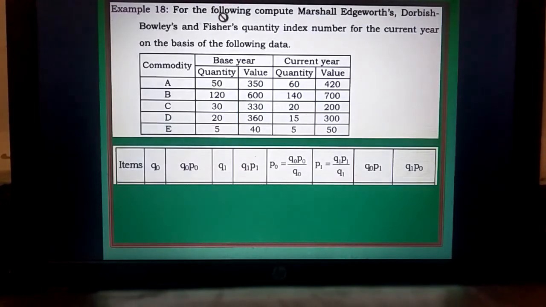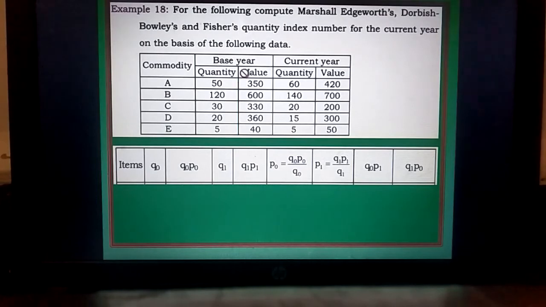Next problem. For the following data, compute Marshall-Edgeworth's, Dorbish-Bowley's and Fisher's quantity index numbers on the basis of the following data. So what is to be completed? Marshall-Edgeworth's, Dorbish-Bowley's and Fisher's quantity index numbers for the current year. It is to be calculated based on the following data.